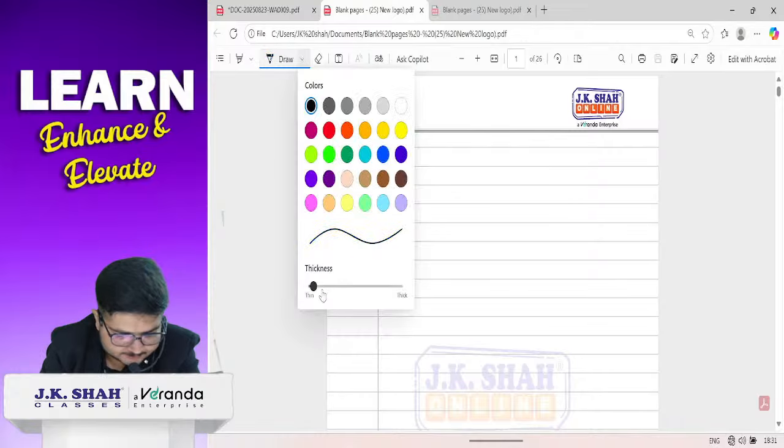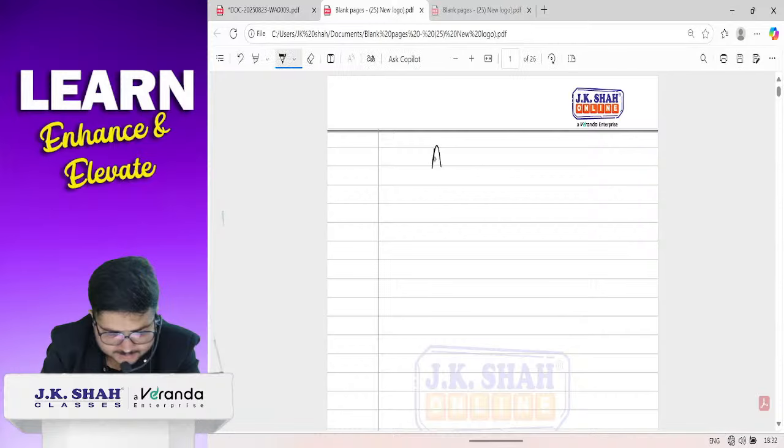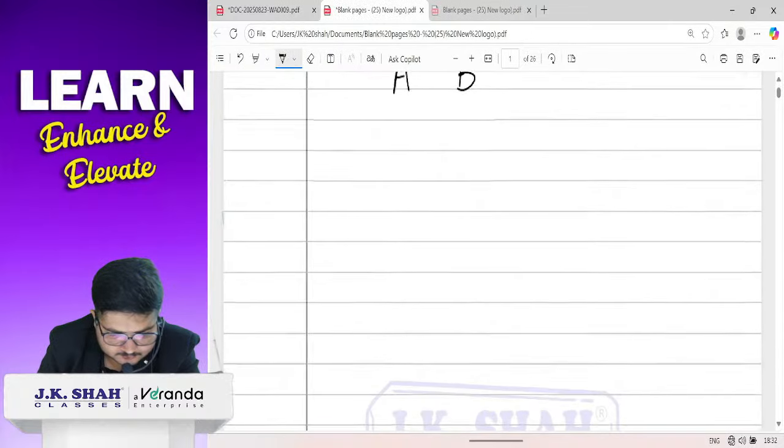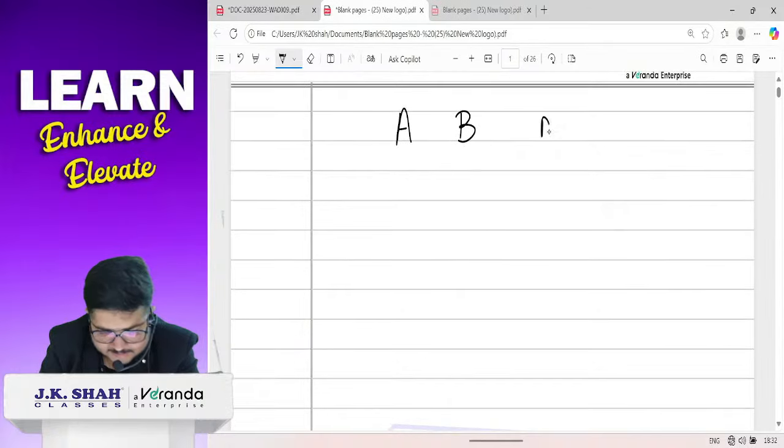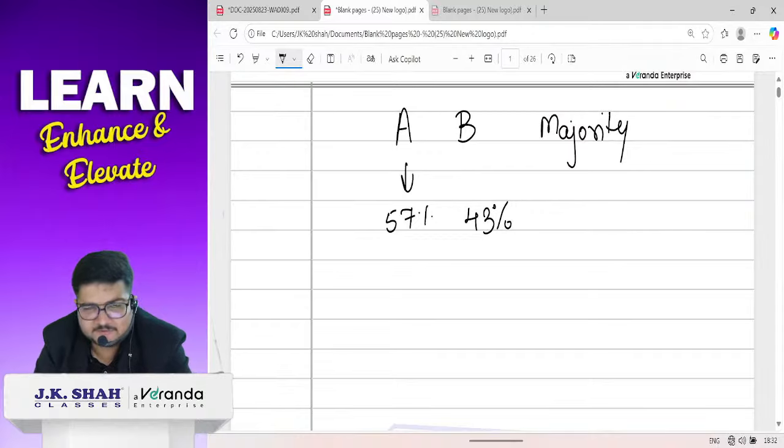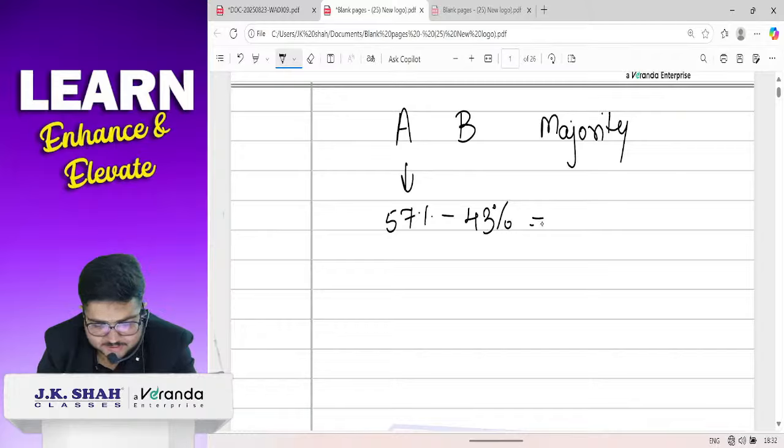Just a minute. A and B and majority. Now A got 57%, then B will get 43%. Sir, how did you get 43%? 100 minus 57, right? And majority you will get by subtracting both the percentages, so it will be 14%.